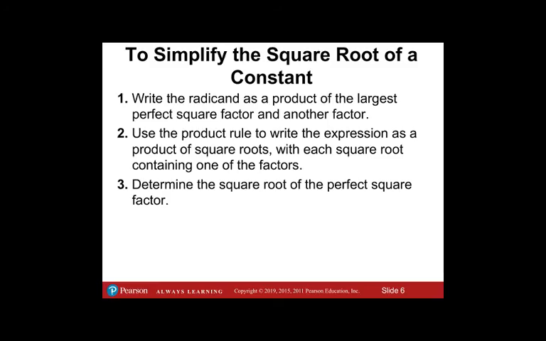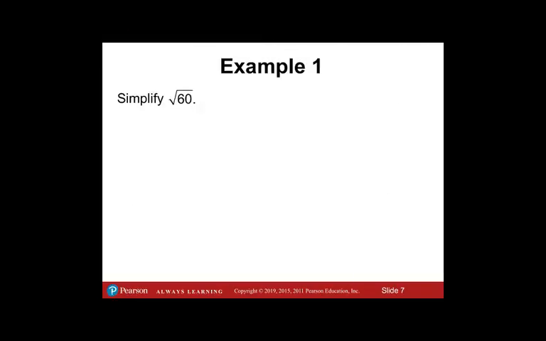To simplify square roots of a constant, write the radical as a product of the largest perfect square factor and another factor. Use the product rule to write the expression as a product of square roots, with each square root containing one of the factors, and determine the square root of the perfect square factor. For me, that explanation is easier seen in action. I'd rather work through an example or two. So for instance, we're asked to simplify this.